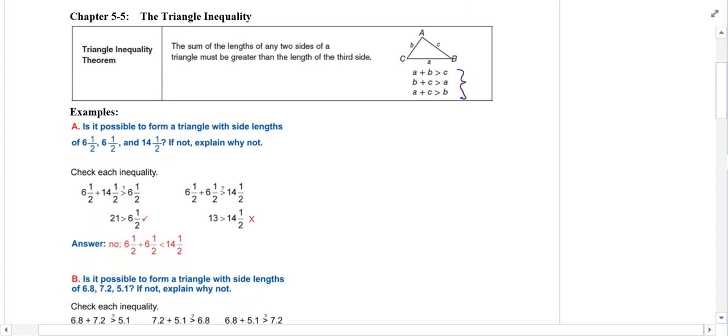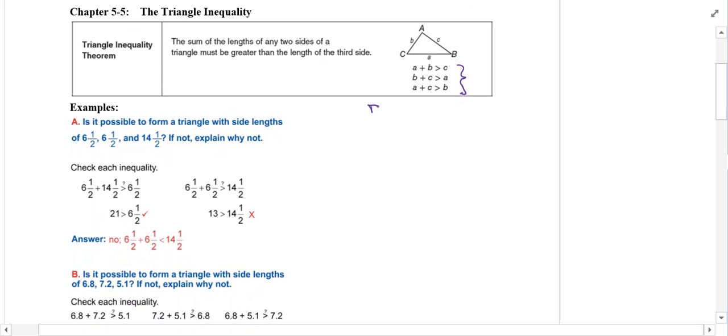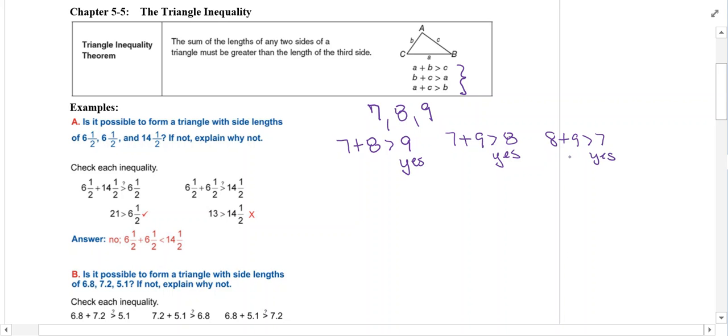So for example, let's look at the sides 7, 8, and 9. I have to show that 7 plus 8 is greater than 9, and that's a definite yes. I have to show that 7 plus 9 is greater than 8. Again, that works. And then 8 plus 9 is greater than 7. Again, that works. So my final answer would be yes.